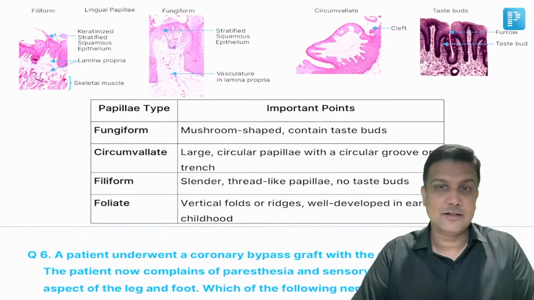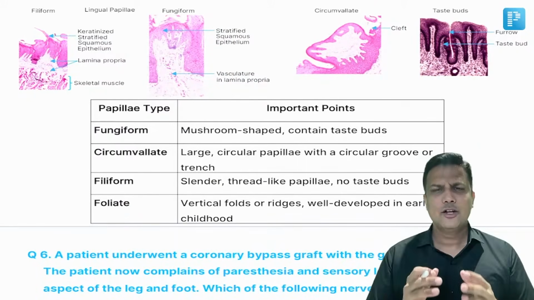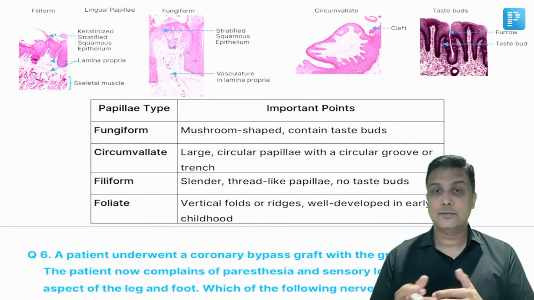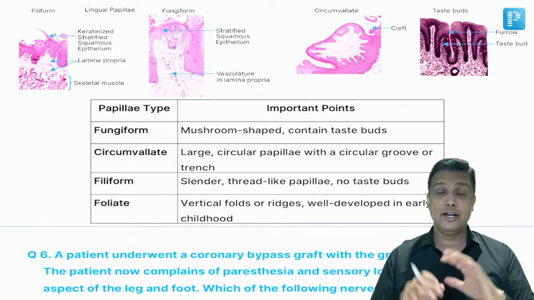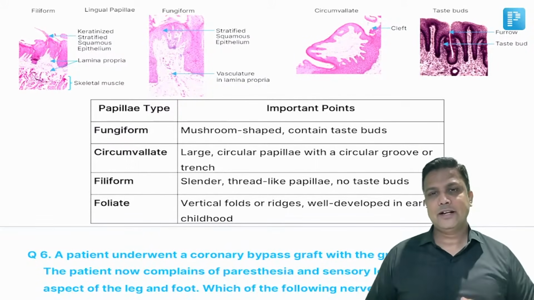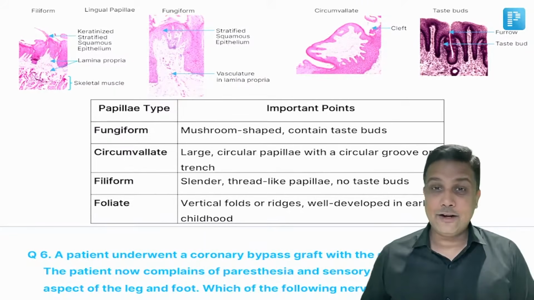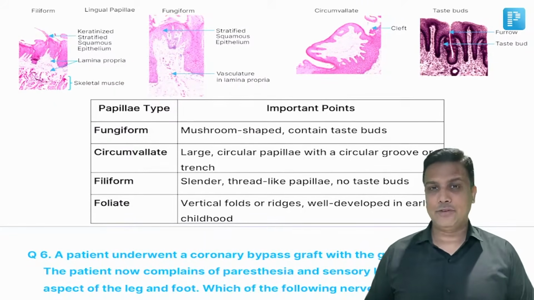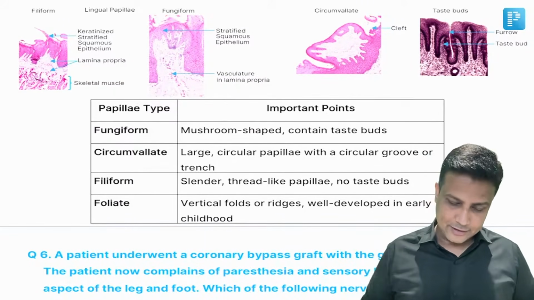Especially from the nerve supply to tongue, like general sensation, special sensation. From the muscles of the tongue and nerve supply to tongue, they used to ask the questions in your INI-CET exam. But recently, from last 1-2 years, they started the trend of asking the questions about the papillae of the tongue. So let me tell you all the points regarding this one.